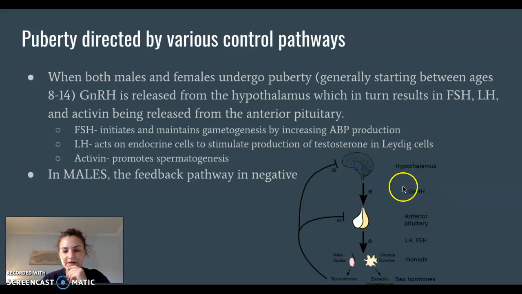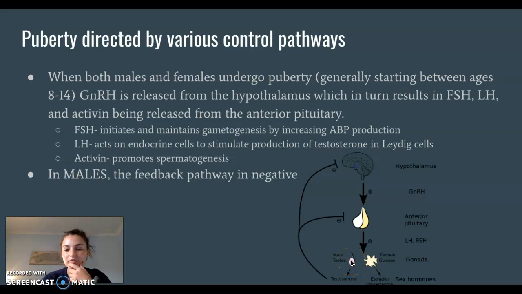So this schematic outlines the process pretty clearly. You can see that the hypothalamus will release gonadotropin-releasing hormone, and as a result, it will act on the anterior pituitary to release FSH, LH, and also activin, which isn't in this diagram. These hormones, in a female, will have an effect on the ovaries, but we're focusing on males right now, and they will have an effect on the testes.